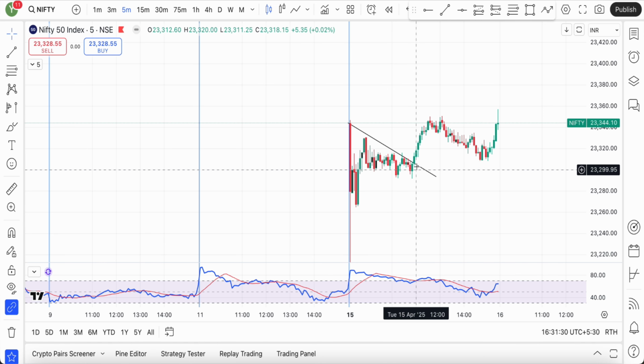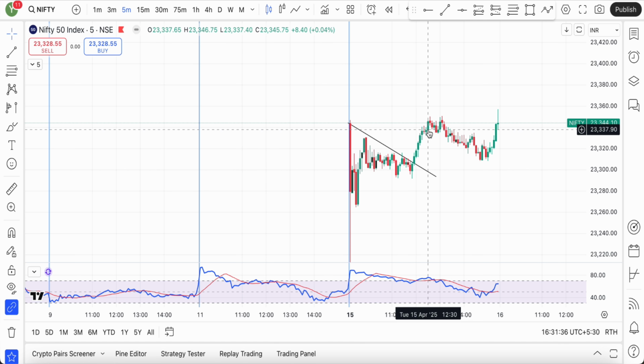The only trade which could have been tradable today was this particular breakout which came after forming a base around this particular level. But then again, there was no significant pullback in this, and the movement was sluggish.